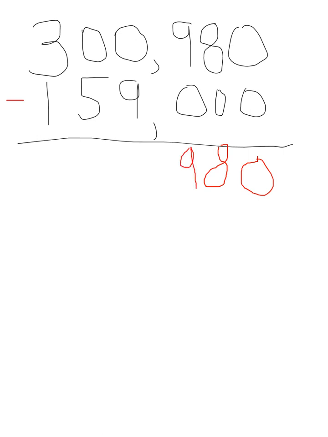All right, can I take 9 from 0? No, I cannot. I need to get something to borrow, but I have a 0 here also. So what I'm going to do is come here and take 100,000 from here and make that 200,000. Now I'm going to make that 100,000. Now I have something to borrow from, okay? I have 100,000 here that I can borrow from.